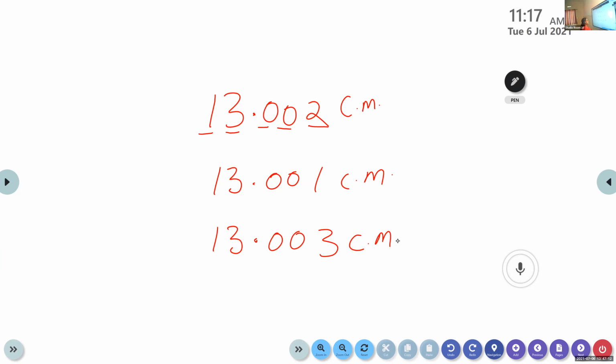Here, any digit undergoes variation. Which digit undergoes variation? The last digit. When I measured, I got 13.002, one friend got 13.001 and another friend got 13.003. So here the last digit undergoes the variation. That digit which undergoes variation can be termed as uncertain digit. So the digit that changes its value in every measurement is termed as uncertain digit.